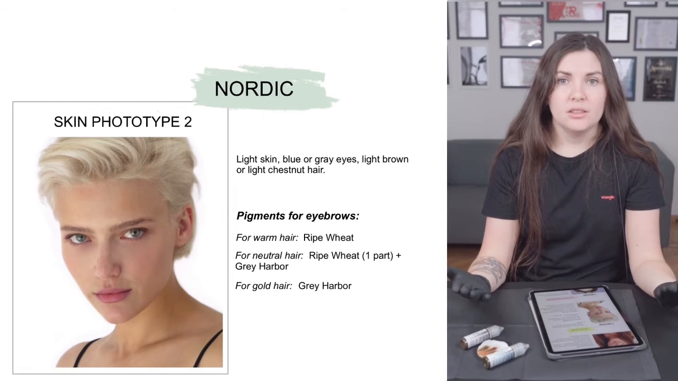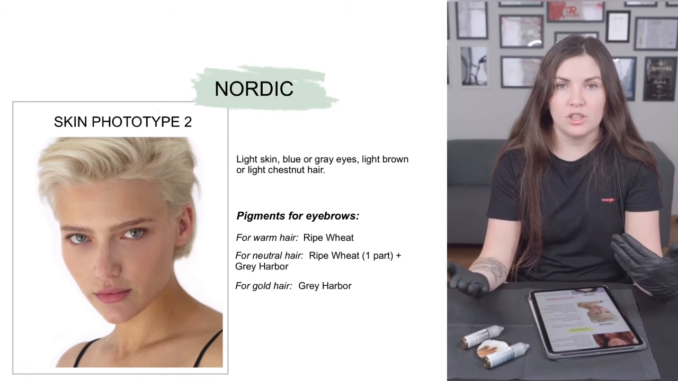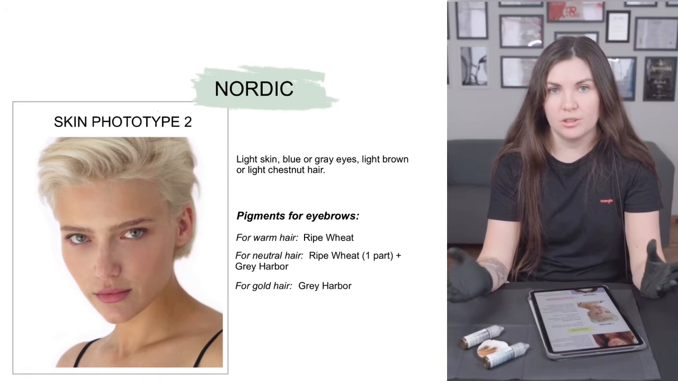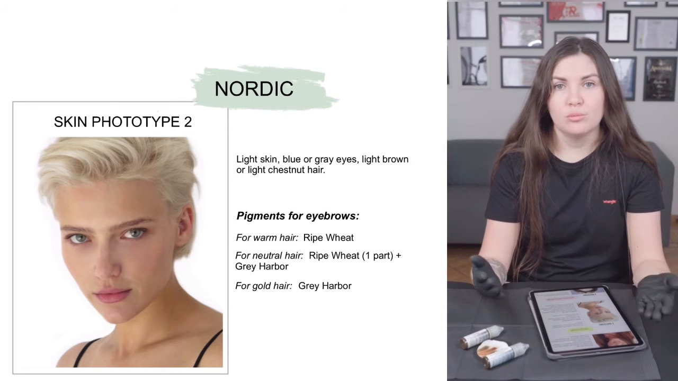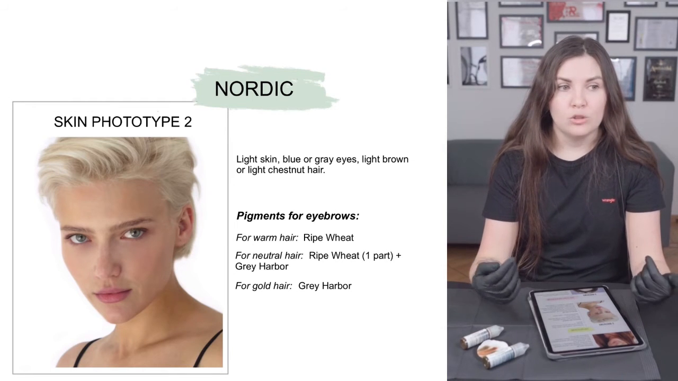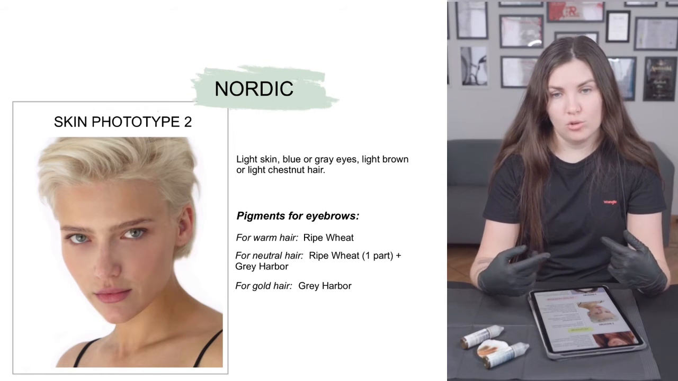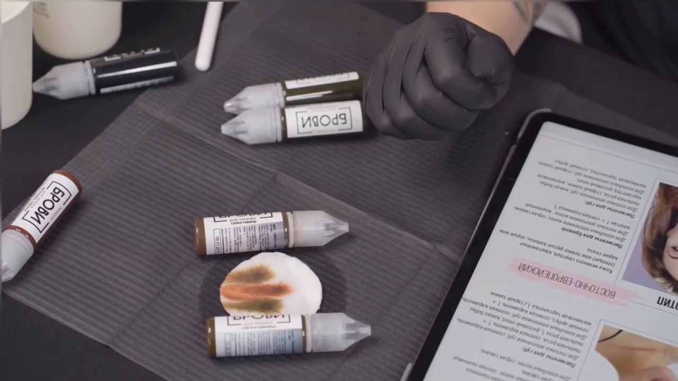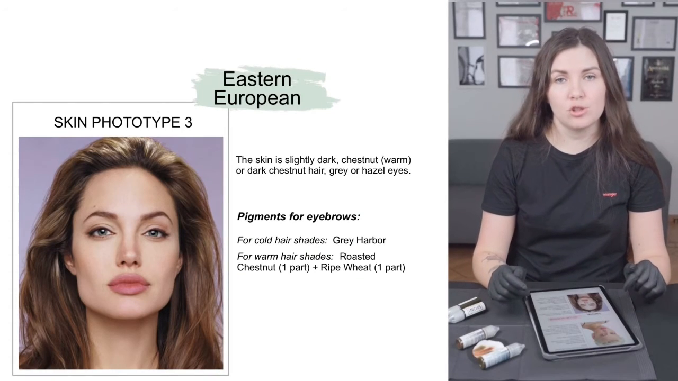They have light colored hair, light colored eyes and skin that has not too much melanin, a little bit of pheomelanin, everything is normal level, which makes it very comfortable to work with these two phototypes. However, the first and the second phototypes are considered to have cool undertones. The next phototype that is relatively easy to work with is Eastern European.